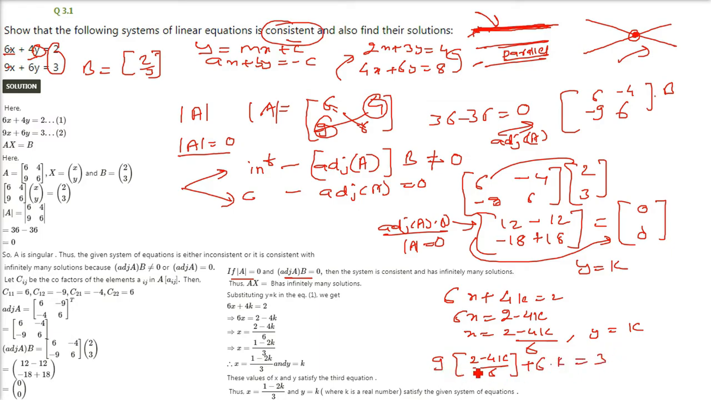So this 3 3s are 9, 3 2s are 6. Now multiply the whole equation, left and right hand side, by 2. So you get 3 into (2 minus 4k) plus 12k equals 6, because we have multiplied by 2. So what do you get? 6 minus 12k plus 12k equals 6. This gets cancelled. 6 is equal to 6. That means that it is satisfying also. So clear?